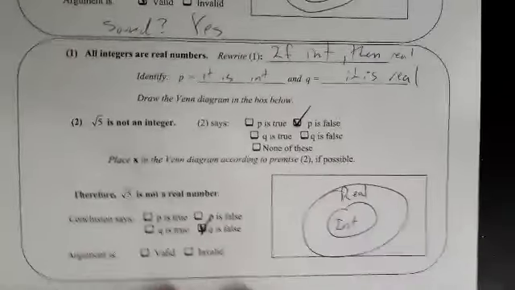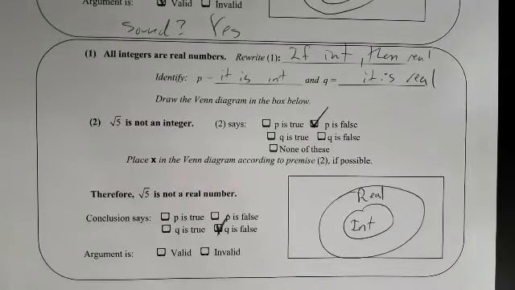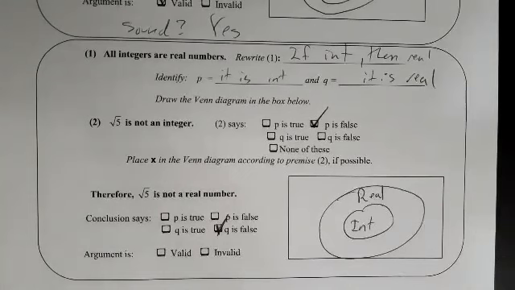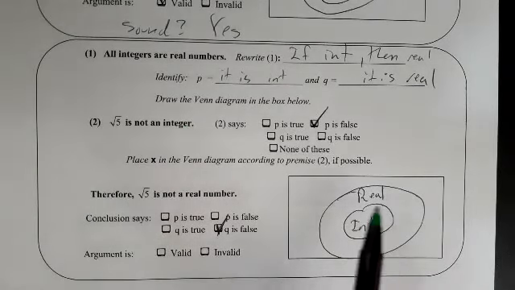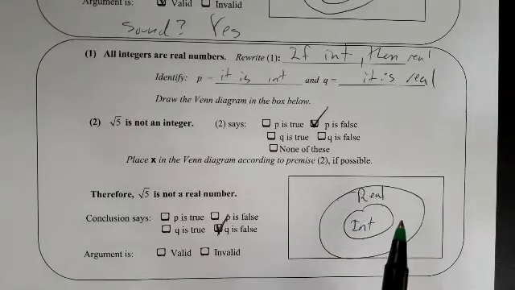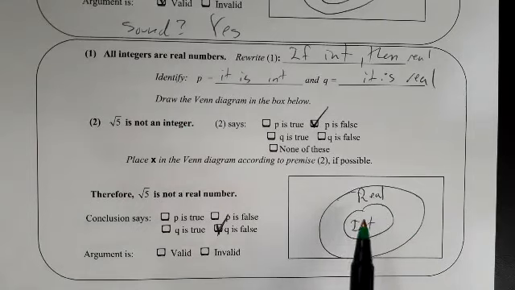I have my real bubble outside of that. I want to put my X on here. 4 square root of 5 is not an integer. So what is this line telling me? I look at my integer bubble and it tells me I cannot go inside my integer bubble. It's not an integer. I'm not in here. So where am I?